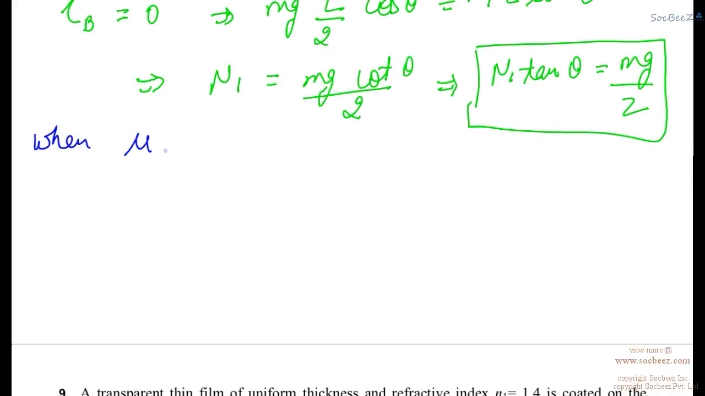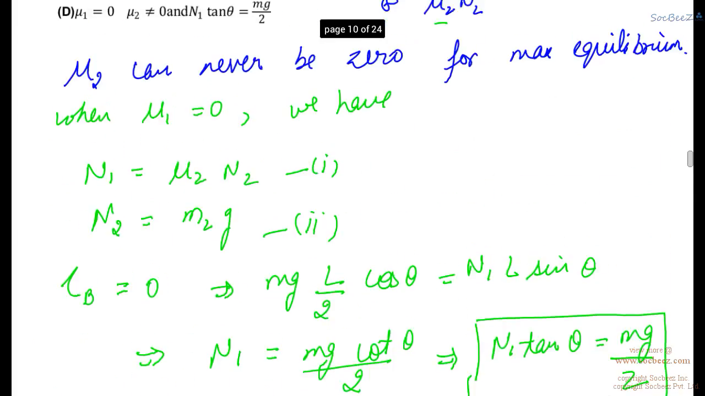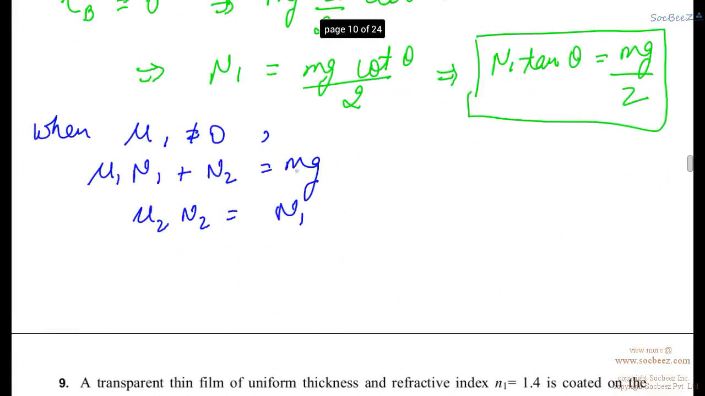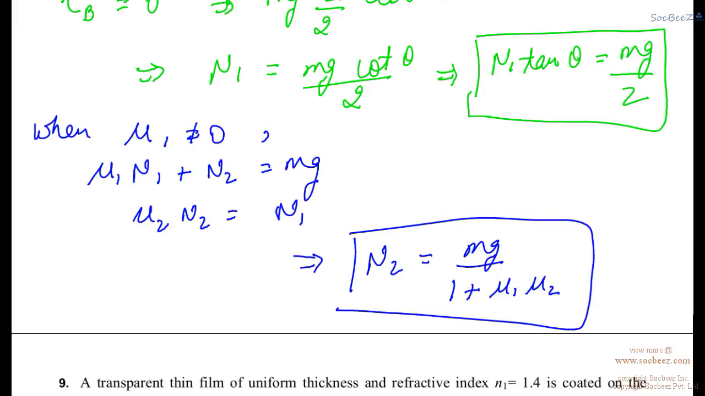Now, when mu1 is not equal to 0, then we have mu1 n1 plus n2 equals mg, and mu2 n2 equals n1. Okay, balancing horizontal and vertical forces here. This is the balancing of vertical force, this is the balancing of horizontal force. So this gives us here n2 equals mg upon 1 plus mu1 into mu2.